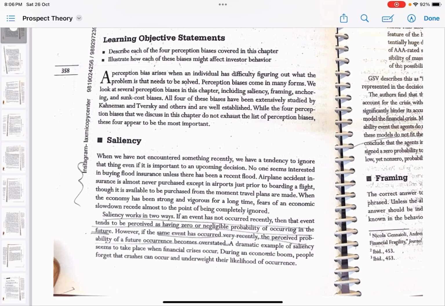We look at several perception biases in this chapter. To begin with, we are going to look at saliency, framing, anchoring, and sunk cost biases. These can be a little bit complicated to hear right now, but we'll read each one of them in detail and discuss it together. All of these four biases have been studied by Kahneman and Tversky. While these four perception biases that we discuss in the chapter do not exhaust the list of perception biases, these four are the most important. So you need to keep in mind that there are more perception biases in general, but we are just going to study these four for now.